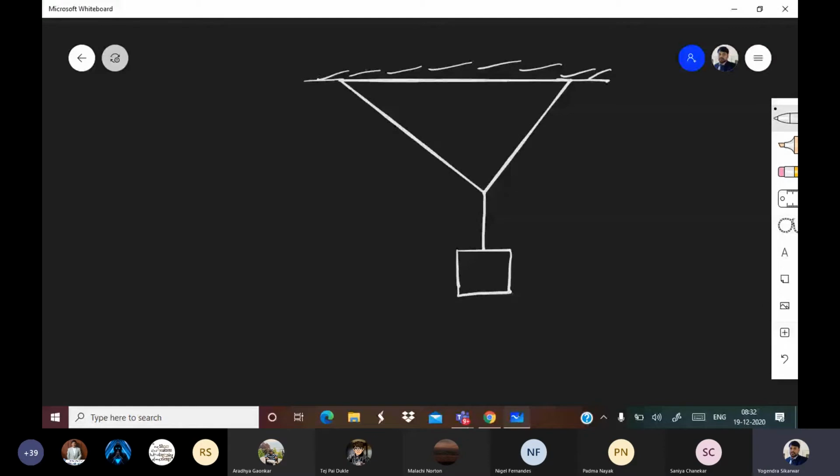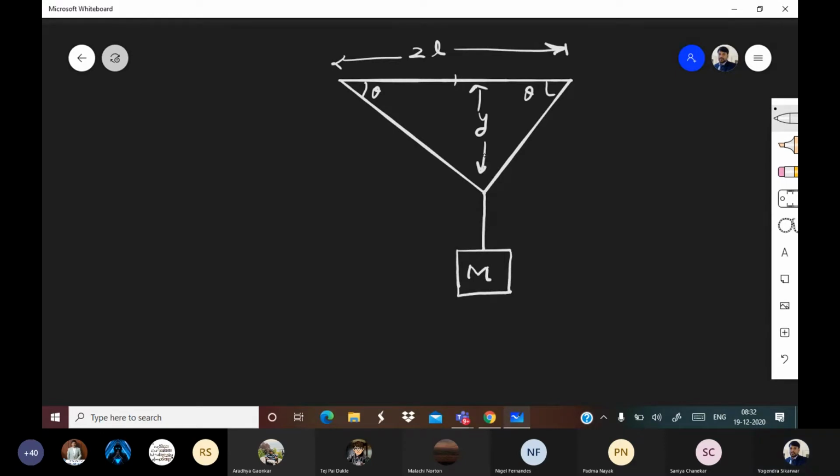Actually, this was a rope of length 2L. And when we hanged this block of M, it went like this. So the question is, how much will be the dip? Let me call it H.